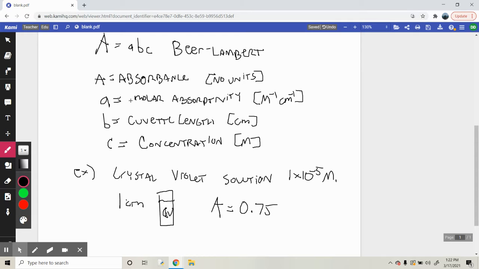Well, of course, we've got our equation right here. Our absorbance is 0.75. Our molar absorptivity is what we're looking for. Our cuvette length is 1 centimeter, and our concentration was 1 times 10 to the negative fifth. All we do is take 0.75 divided by 1 divided by 1 times 10 to the negative fifth. I got my calculator here. And we get a crazy big number because I just made up these values: our molar absorptivity is 75,000. And remember, that's going to be in centimeters to the minus 1, molarity to the minus 1.